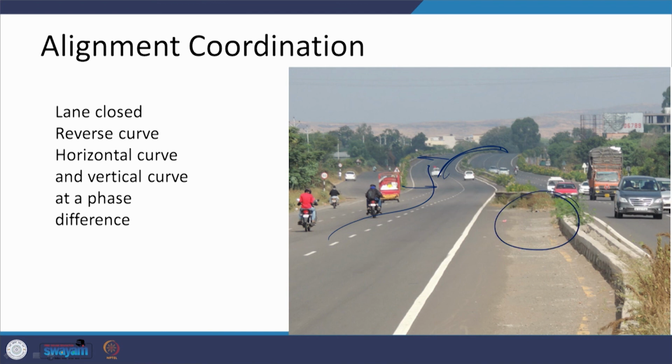Another issue is this extra lane. Why has this right turning lane been provided? It has been closed and no measures have been taken, so if by any fault a driver comes into this particular lane, he could be hit at this location.